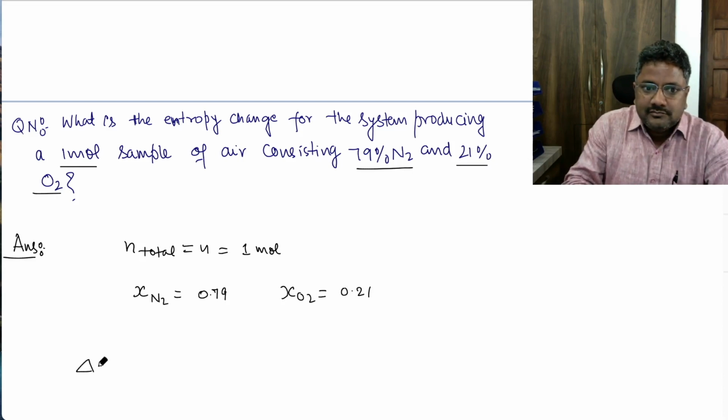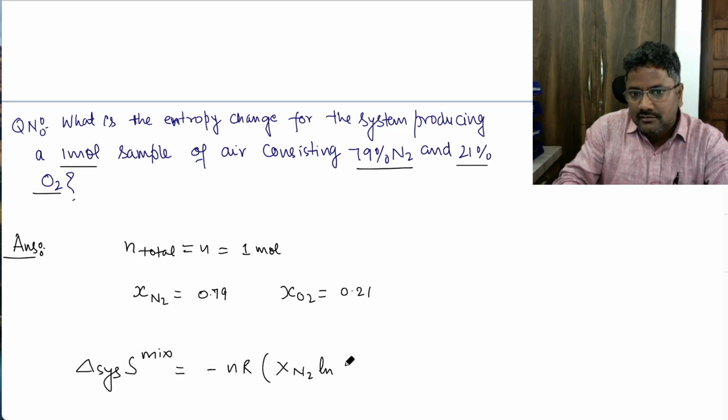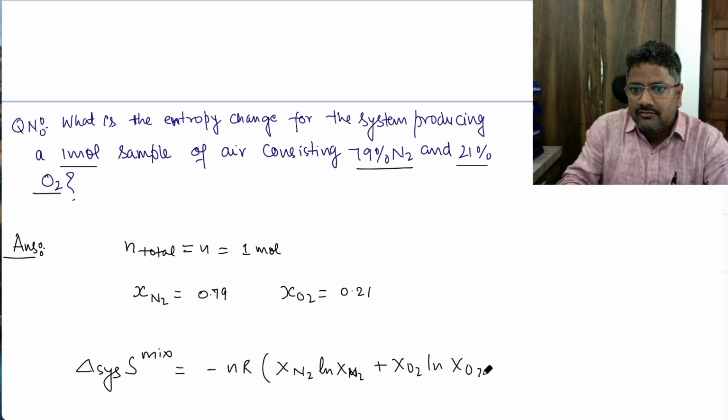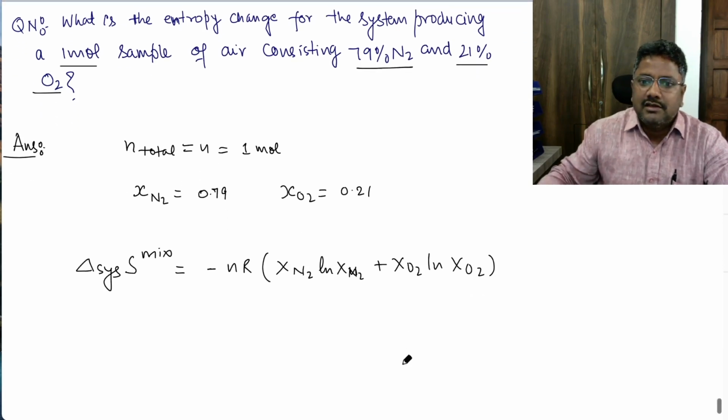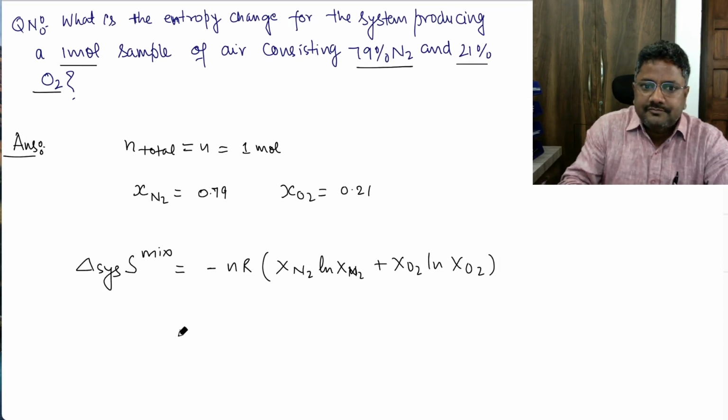Now delta S of system mixing is equal to minus N into R, X of nitrogen ln X of nitrogen plus X of O2 ln X of O2. Put the value and solve this and get the answer.